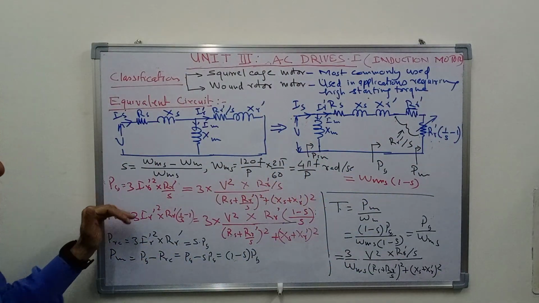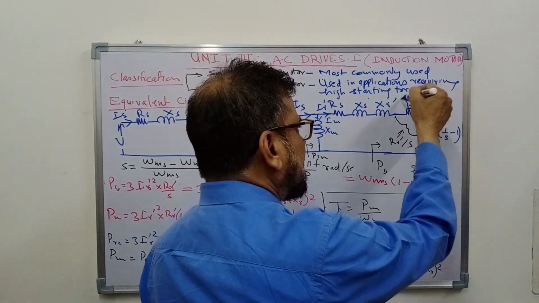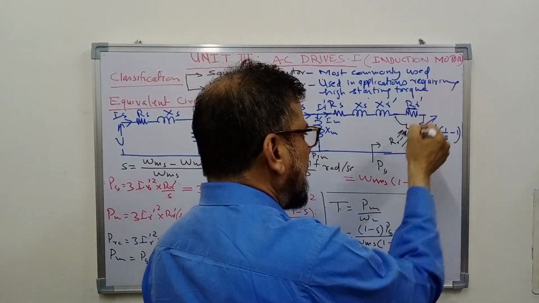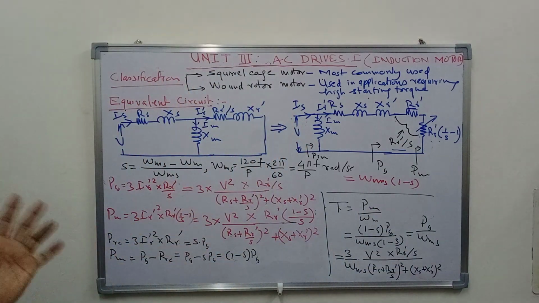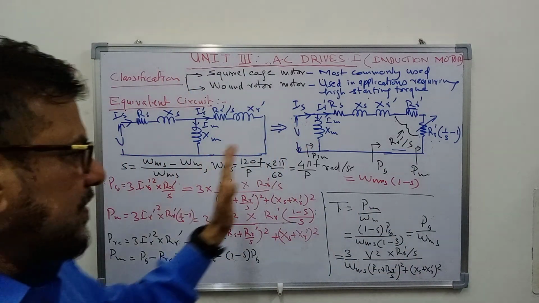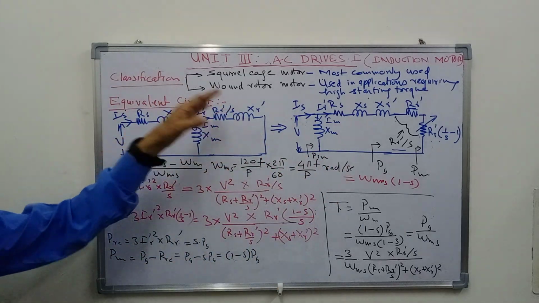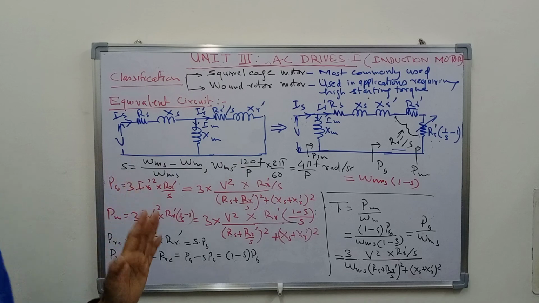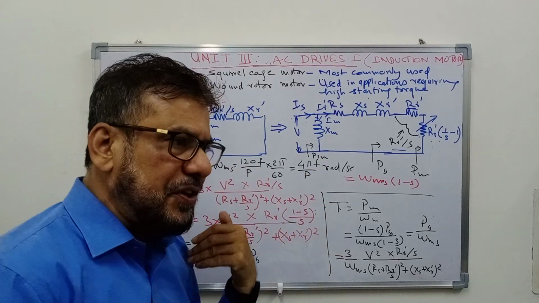Now if you want to know what is the air gap power, then you have to find out the power across this total resistance, that is equal to RR dash upon S. So in that way you can very easily do the analysis of this motor. In the case of the exact circuit, this will be a bit more complex. So let us see how we can find out the various quantities here.